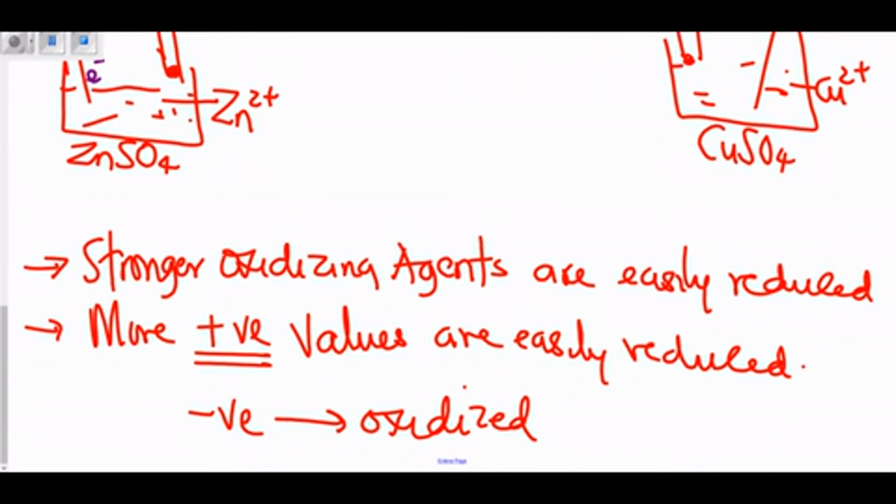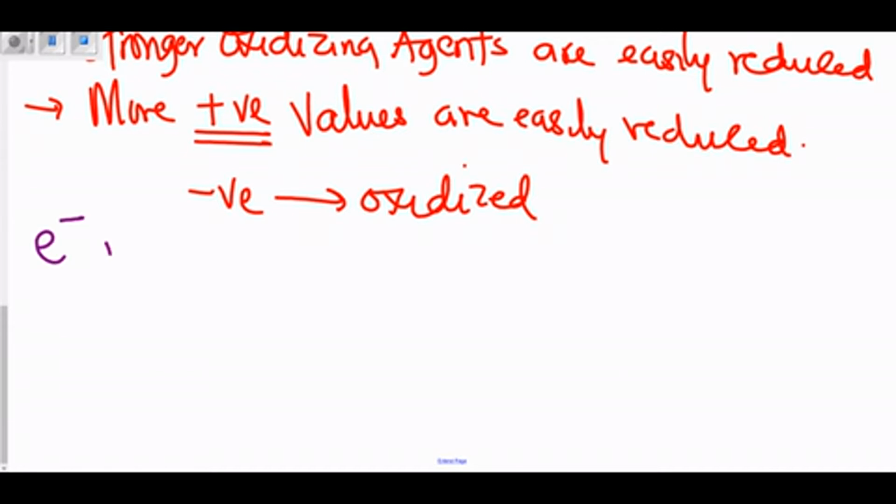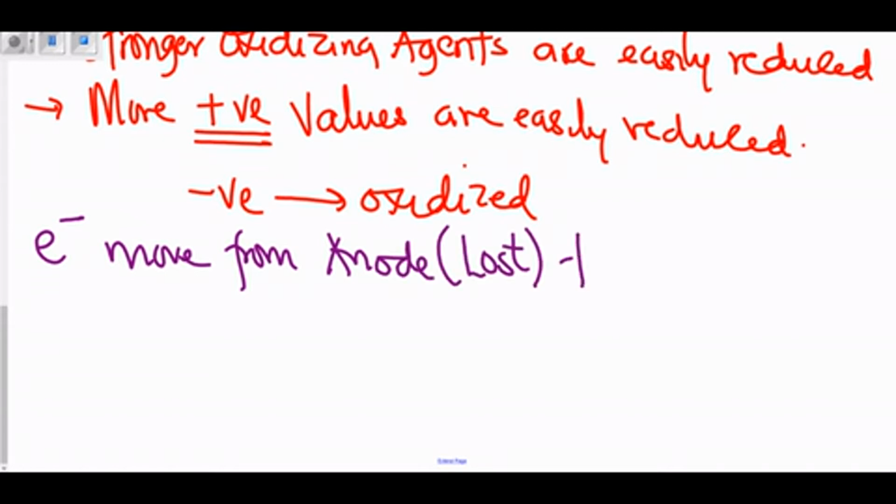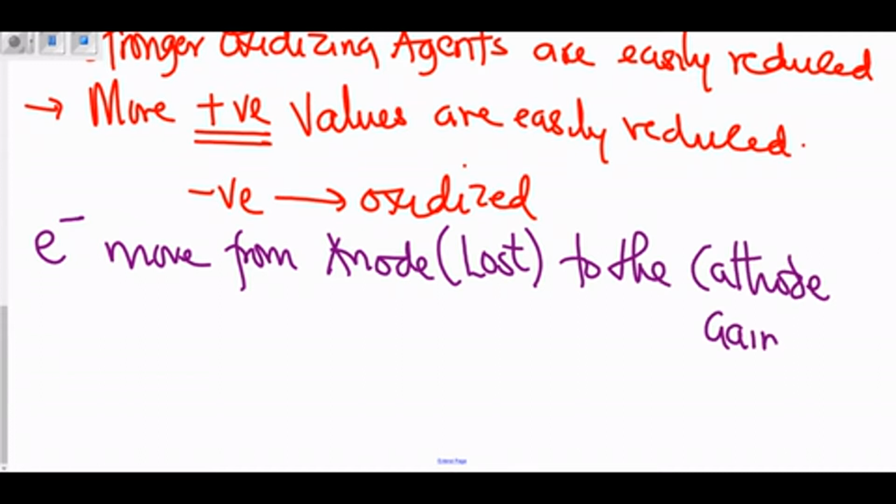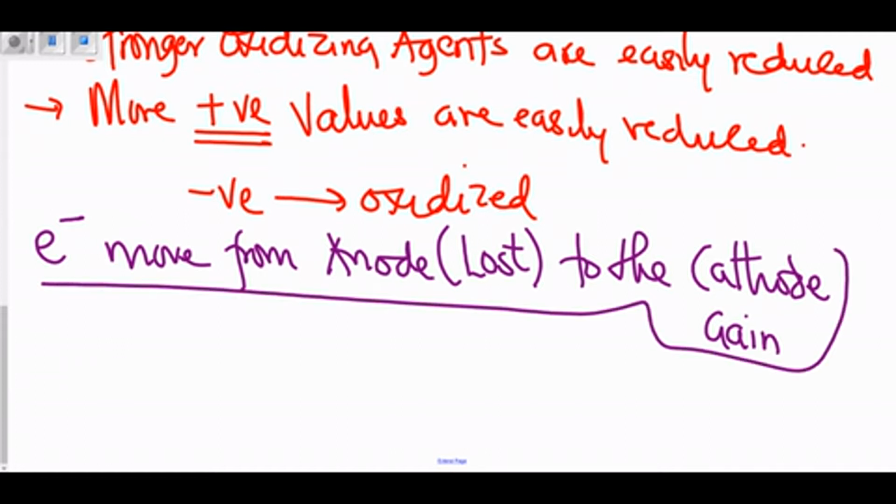Let's put down our notes again. Electrons move from the anode. Why are they moving from the anode? Because they are lost, to the cathode, because that's where we gain electrons from. We need to quickly identify the terminals.